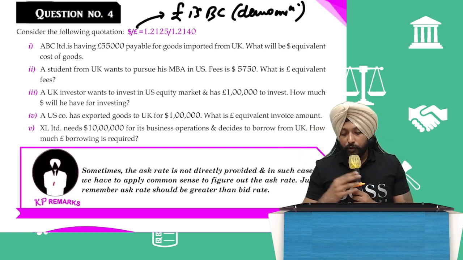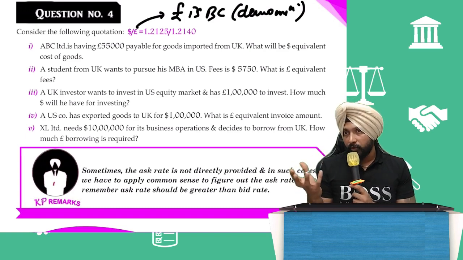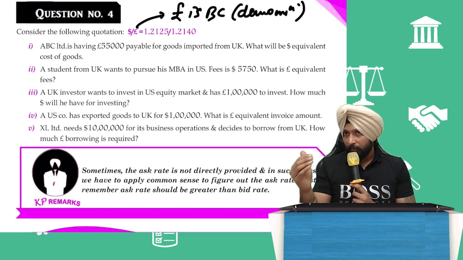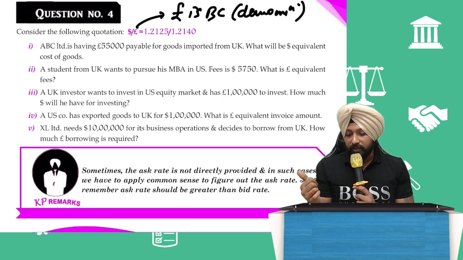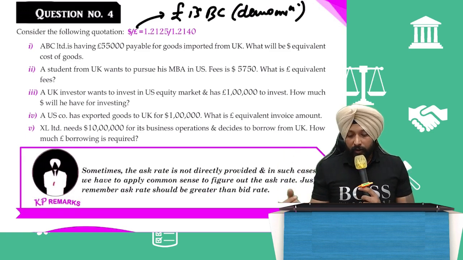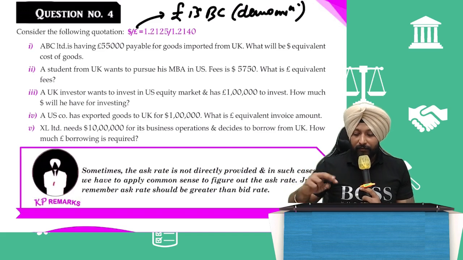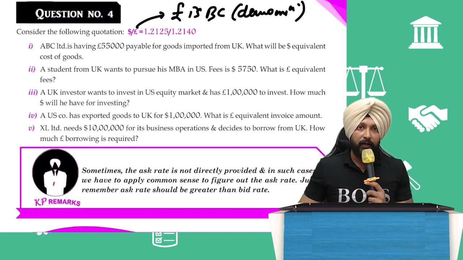Correct? Now see, UK student, what does he have in his pocket? Pound. He has pound with him. He will sell pound, buy dollar. What is your focus? Base currency is your focus. So what is he doing with the base currency? He's selling pound. So he will sell pound to buy dollar. Okay, so sell pound means bid rate, and because dollar is given and we are converting into pound, so we have to divide. So bid rate and divide. Okay.